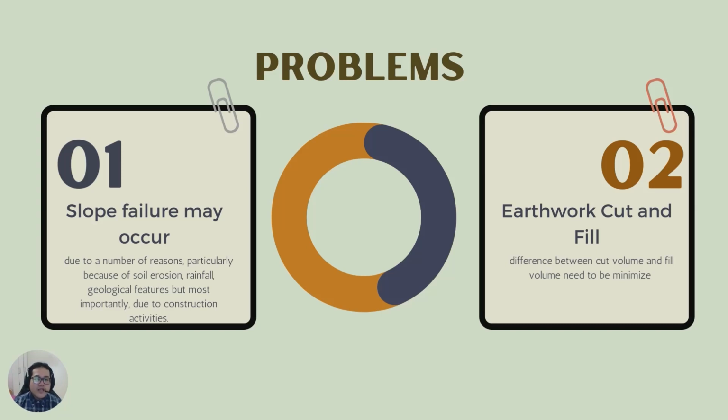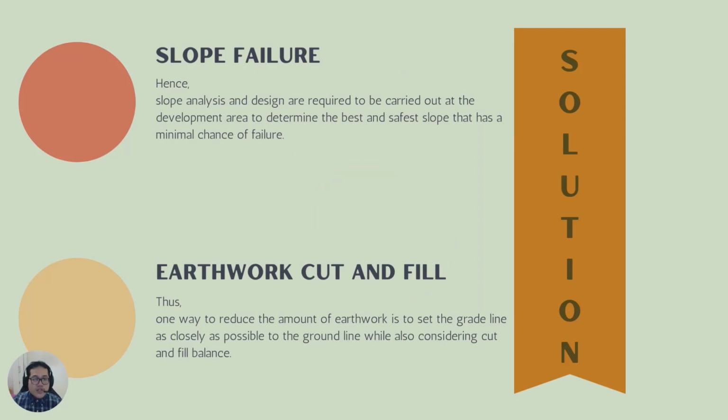So the problem that I see from the earthwork, the first one is that slope failure may occur, and the second one is the earthwork cut and fill problem. So this is the solution. The first solution is that slope analysis and design are required to be carried out at the development area to determine the best and safest slope that has a minimal chance of failure. So the second problem is the earthwork cut and fill. So this is the solution, whereby one way to reduce the amount of earthwork cut and fill is to set the grade line as closely as possible to the ground line while also considering the cut and fill balance.